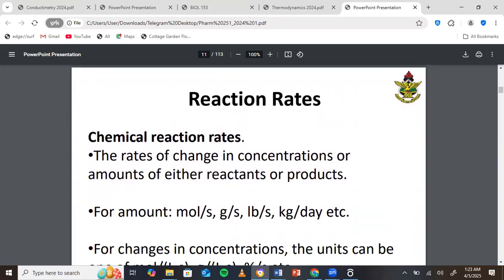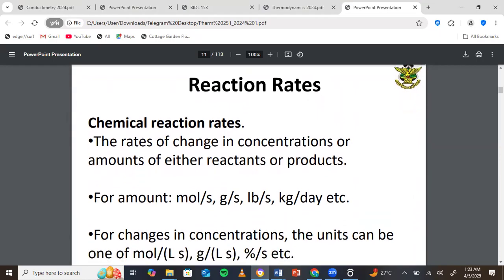Now, reaction rates. Reaction rate is the first concept that we will discuss. The reaction rate is the change in concentration or amount of either the reactant or product. Along a series of chemical reactions, the reactants will decrease, and then the product will increase. If you are measuring how fast the reactants are decreasing with respect to time, or how fast the products are appearing or increasing with respect to time, we call it the reaction rate.